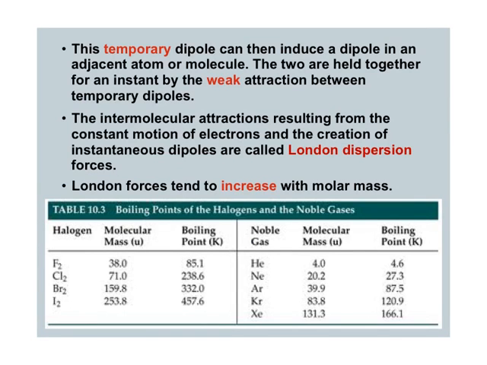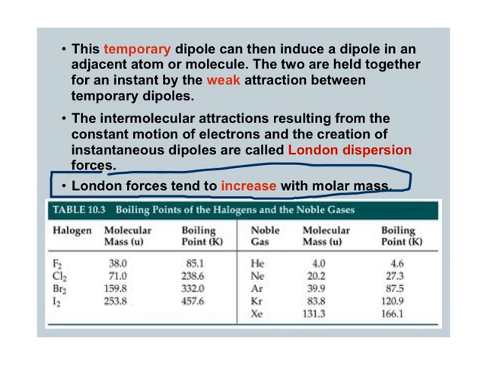Now, this temporary dipole then induces a dipole in an adjacent atom, and they're held together by a weak attraction. These are called London dispersion forces. And here's the kicker. London dispersion forces increase with molar mass. So if you look down here, look at helium. Molar mass of just 4, okay? Its boiling point is very low, 4.6 Kelvin. But if I increase my molar mass, look at my boiling point. It continues to increase, because there are more electrons to shift from one side of the atom to another, therefore it'll hold it together a little bit better.